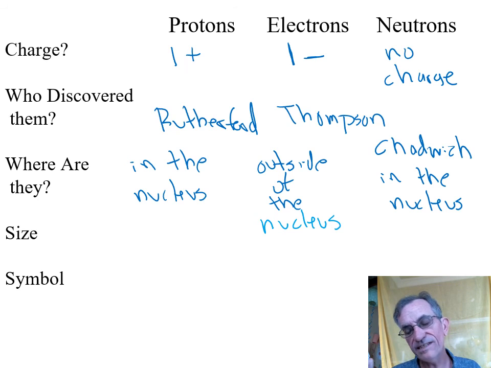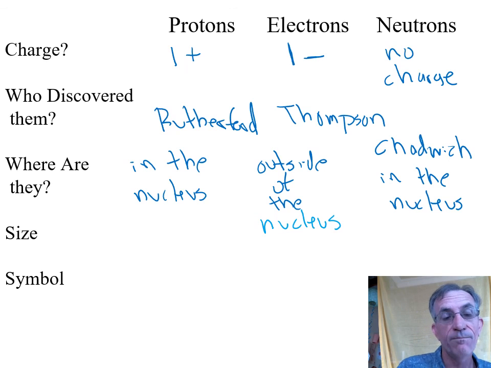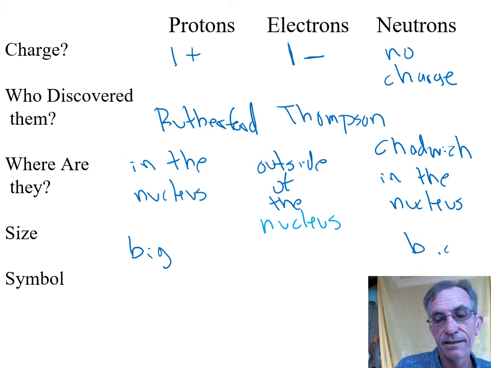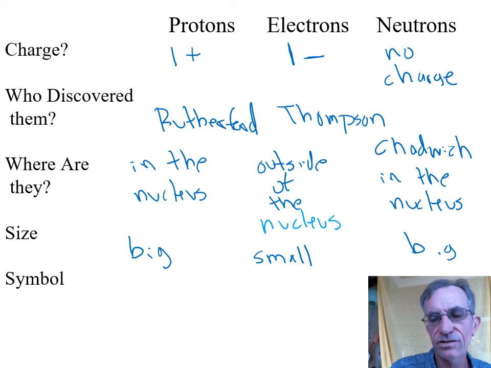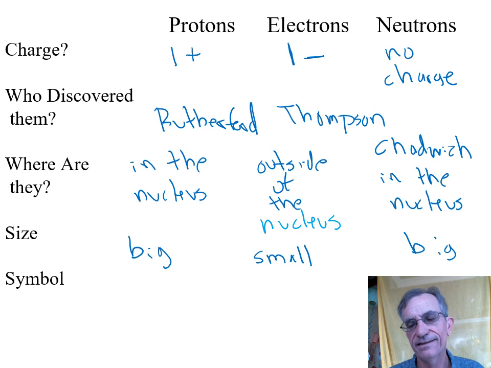Now, all these particles are small, so I want to mention their size relative to each other. They're all teeny tiny. You couldn't possibly see them with your naked eyes. But compared to each other, protons are big, neutrons are relatively big, and the electrons are relatively small. They're like little tiny things outside the nucleus just going around. We'll hear more details about that in a future chapter. So protons are big, neutrons are big, and electrons are way smaller, about a 20th of the size.